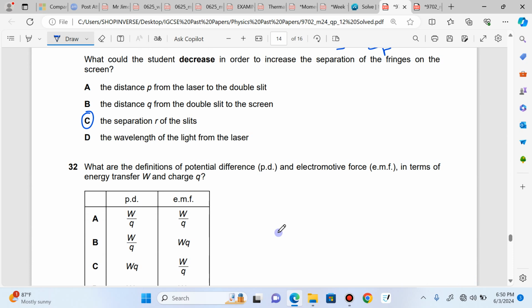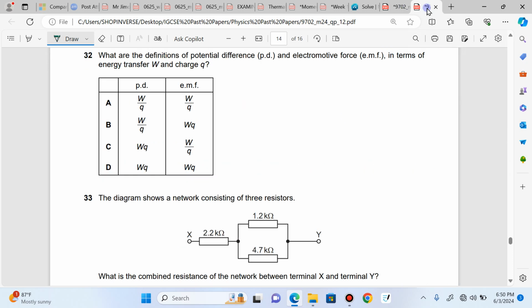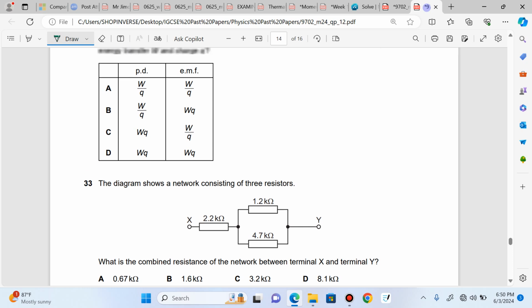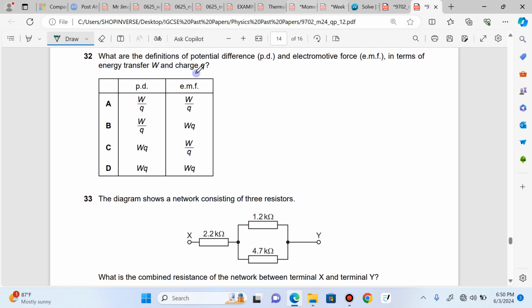No, I'm not doing this. I will do it here. Okay, so question number 32. What are the definitions of potential difference and electromotive force in terms of energy transfer and charge?